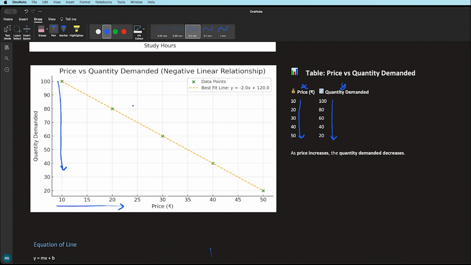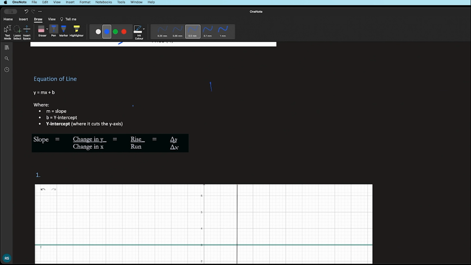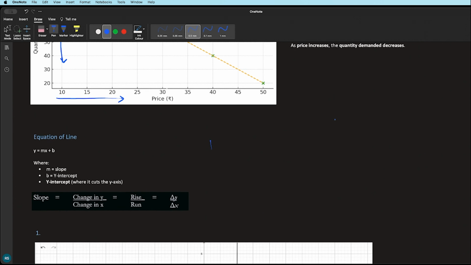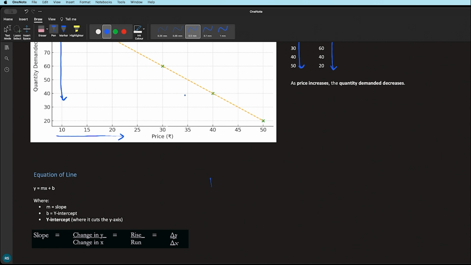Now let us understand how a line is represented in terms of a mathematical equation. A line is written as y equals mx plus b. You must be thinking, what is m, what is b, what is x. You know what y and x are. As we have seen in the earlier tabular data, x represents the value on the x-axis and y represents the value on the y-axis. So this line is a mathematical equation.